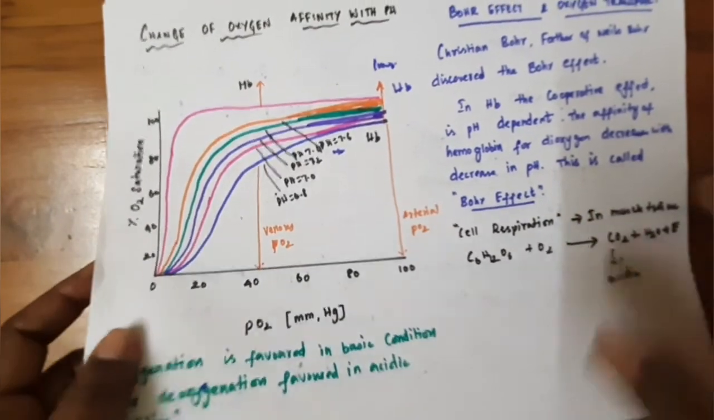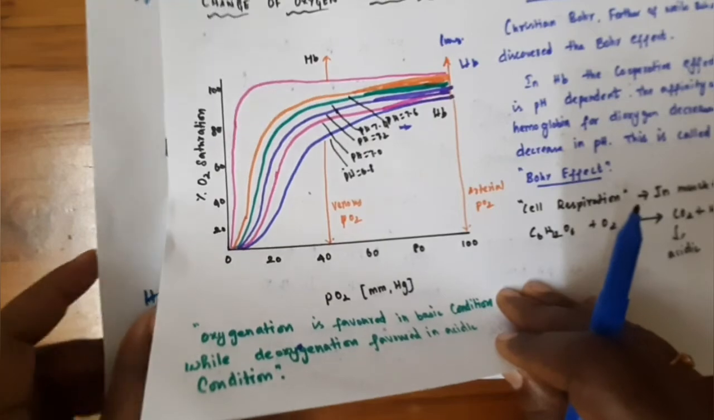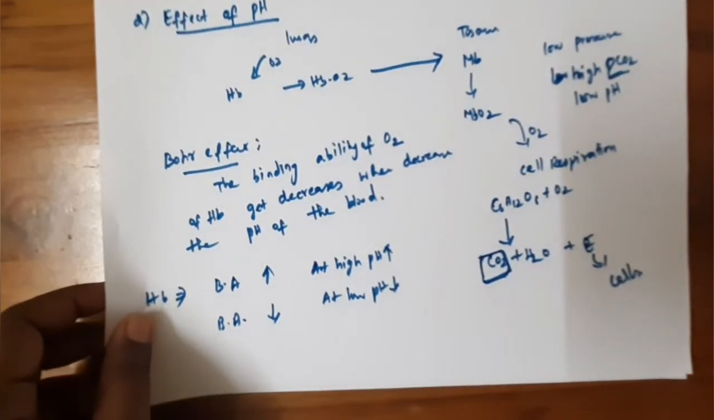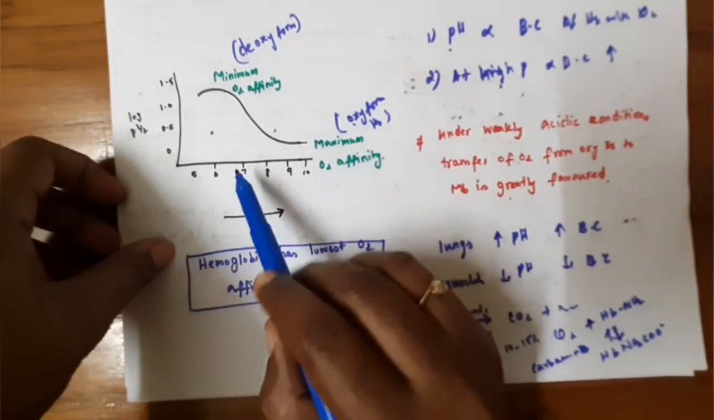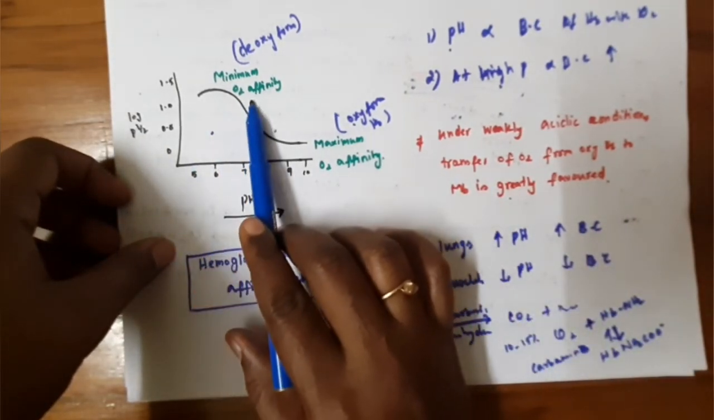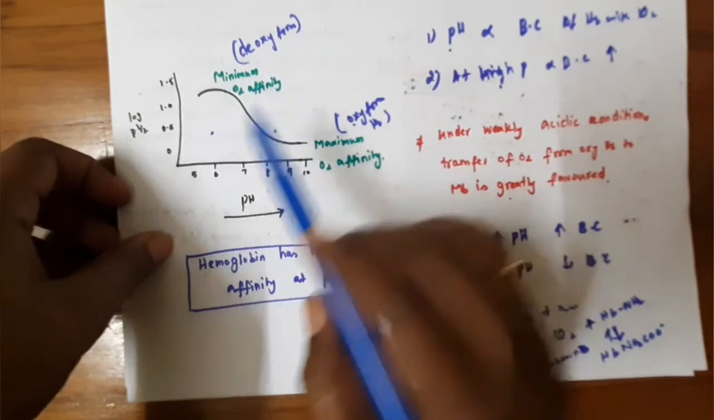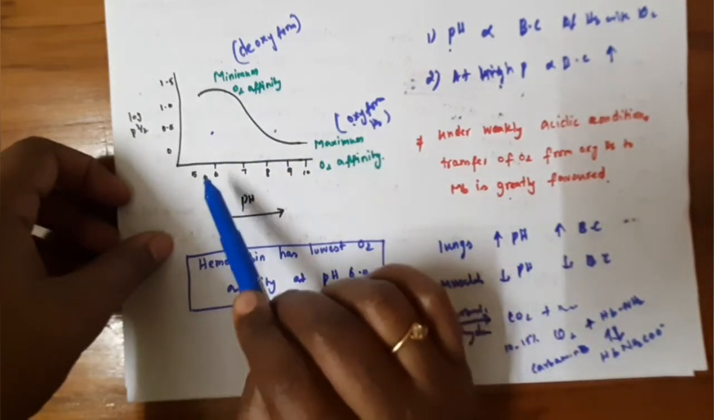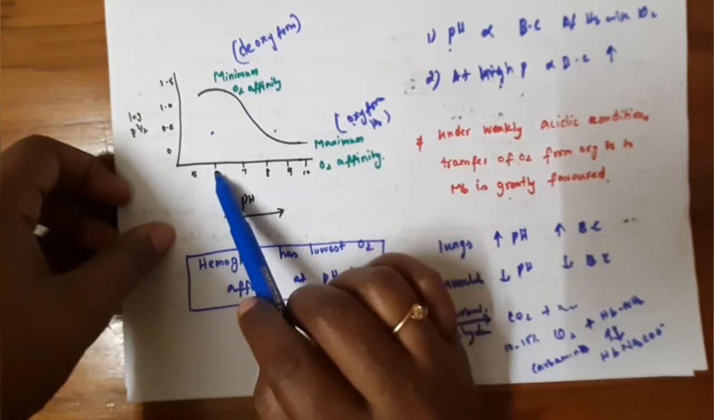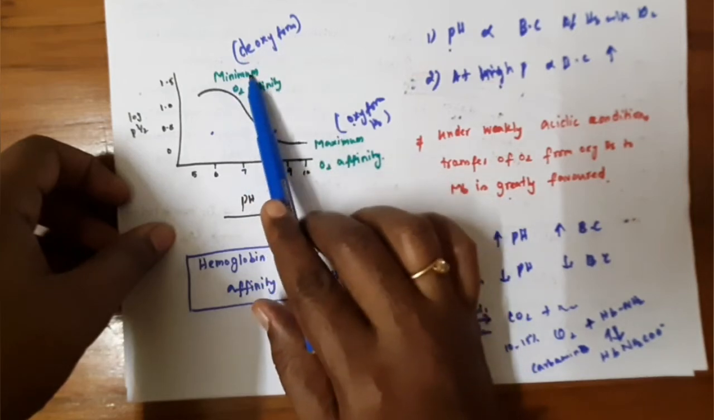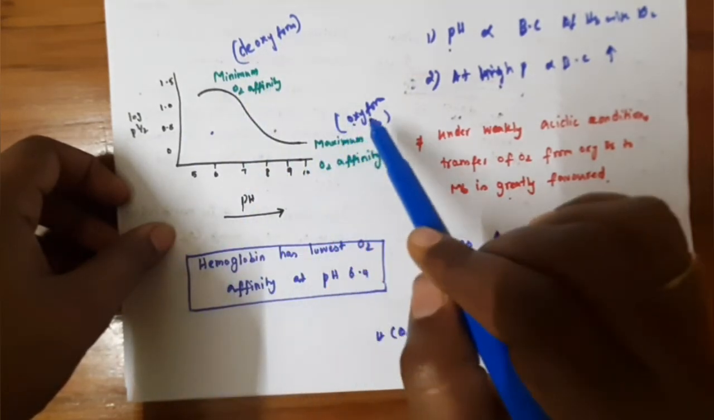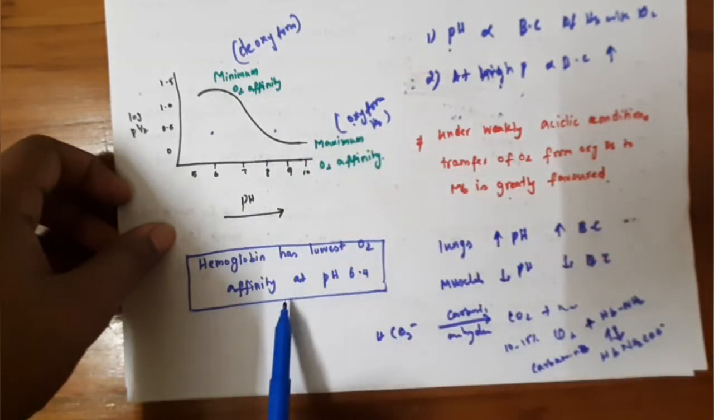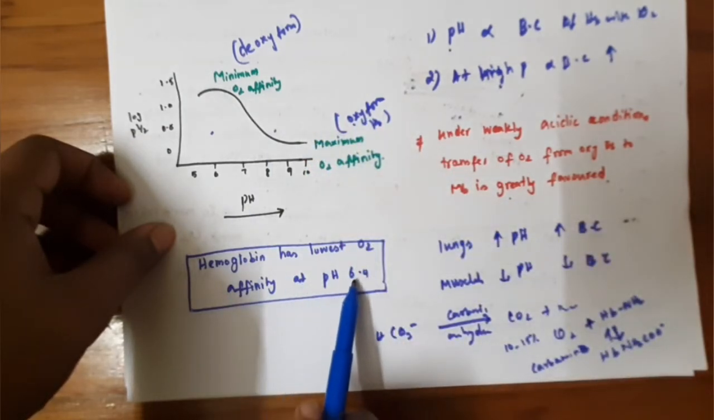It's a very important topic. And one more thing, this is another curve. The minimum oxygen affinity is that of the deoxyform. This is the pH value, and at low pH the deoxyform is the favorable structure. At high pH the oxyform is the favorable structure. So hemoglobin has the lowest oxygen affinity at pH equal to 6.4.